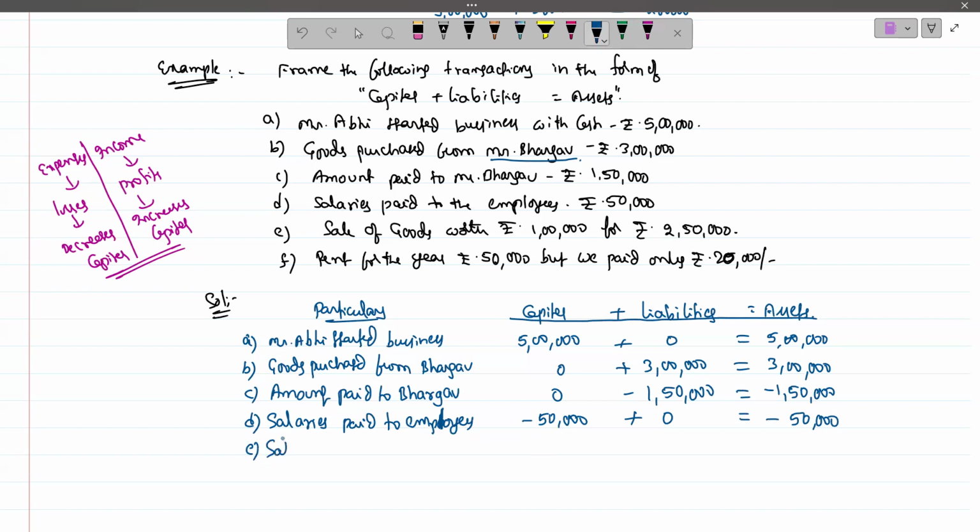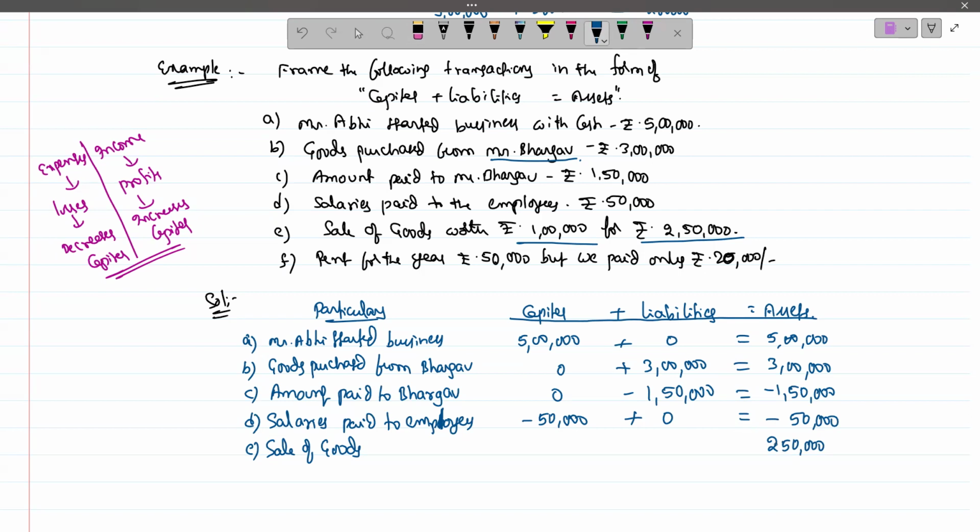And next, sale of goods. Goods worth 1 lakh rupees sold for 2 lakh 50,000. Remember, first check whether it is a cash transaction or a credit transaction. That is a cash transaction because no person name is mentioned there. So we received cash of rupees 2 lakh 50,000. As the cash is received, the cash balance increases, so assets are increased by 2 lakh 50,000.